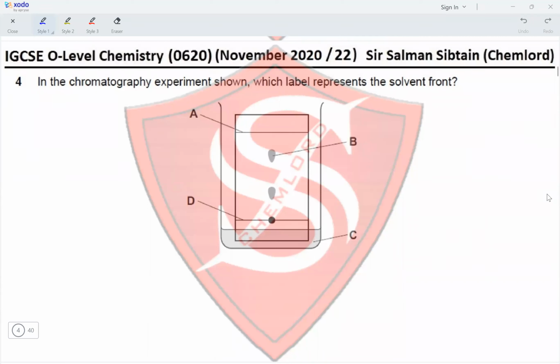Question 4. In the chromatography experiment shown, which label represents the solvent front? The solvent front is the distance traveled by the solvent, calculated from the baseline till the line that is marked just below the end of the paper. So this is represented by option A, making A the correct option for this question.